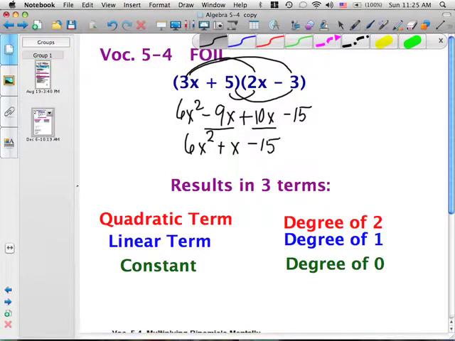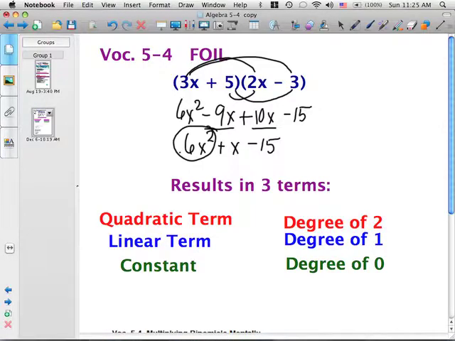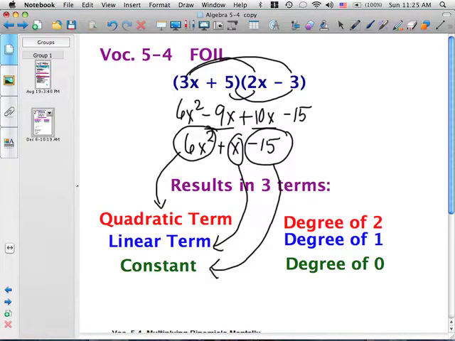So the resulting three terms, one's a quadratic term, which has the degree of 2, so the 6x squared is the quadratic term. The linear term has a degree of 1, the exponent is 1, that's the linear, and the constant has no variable after it, therefore the degree of x would have to be 0. The exponent for x would be 0.